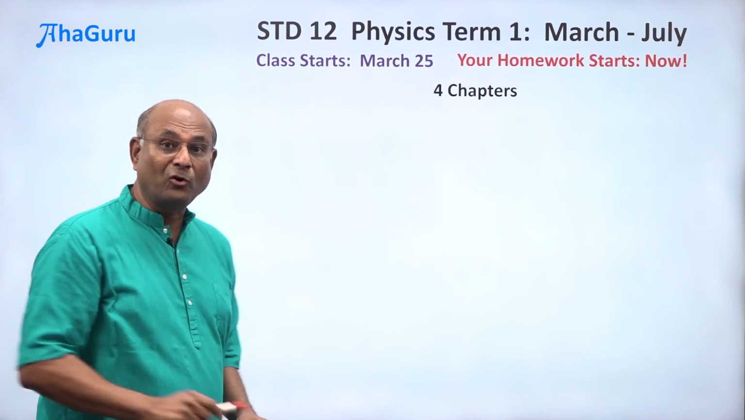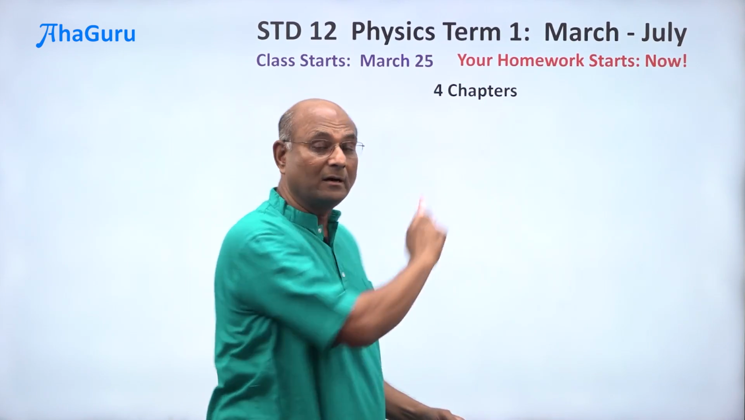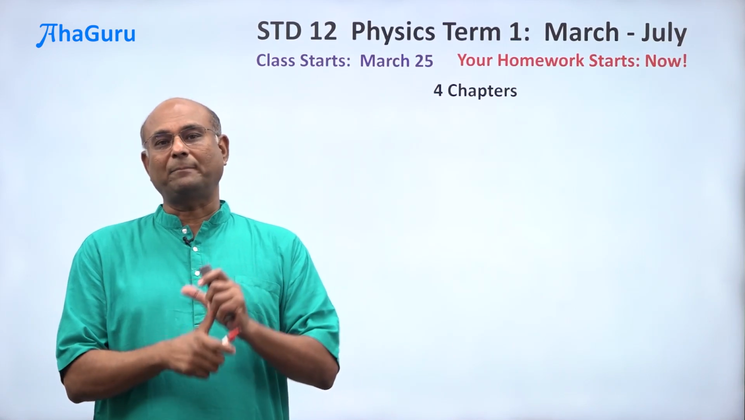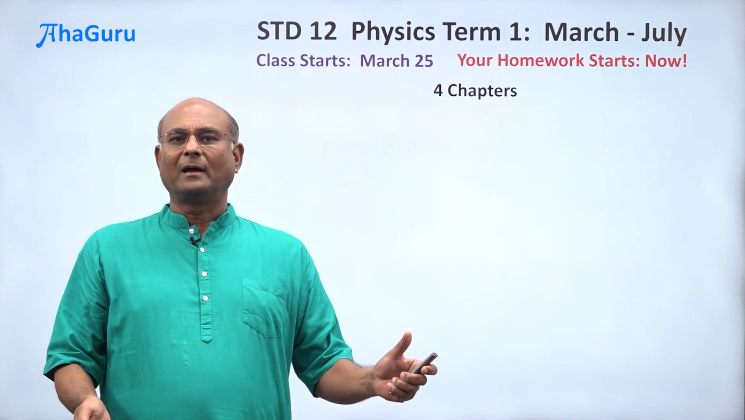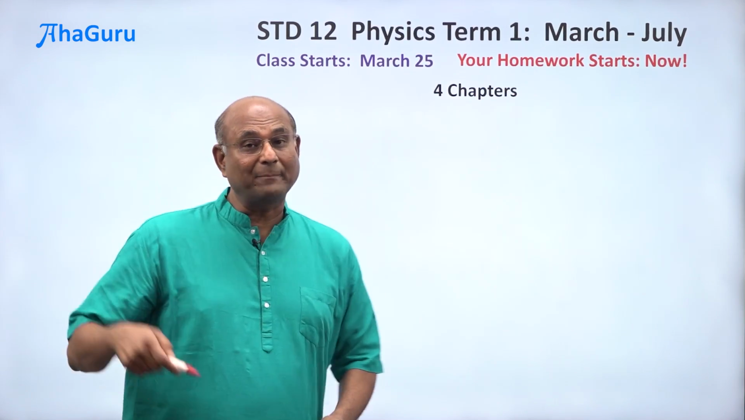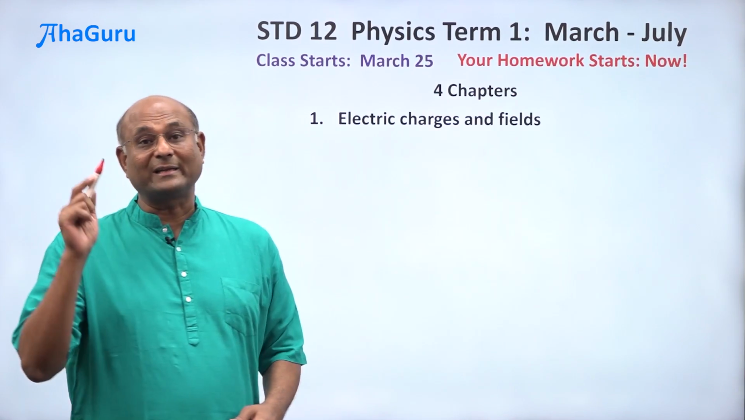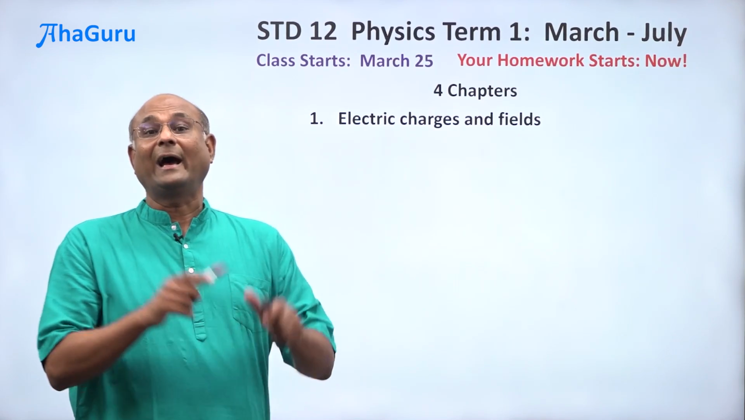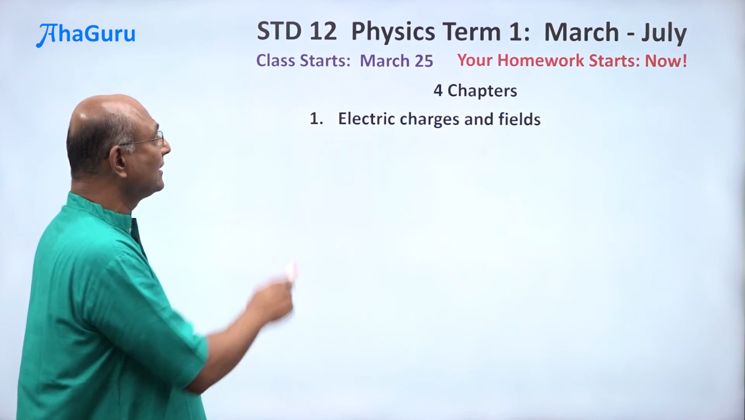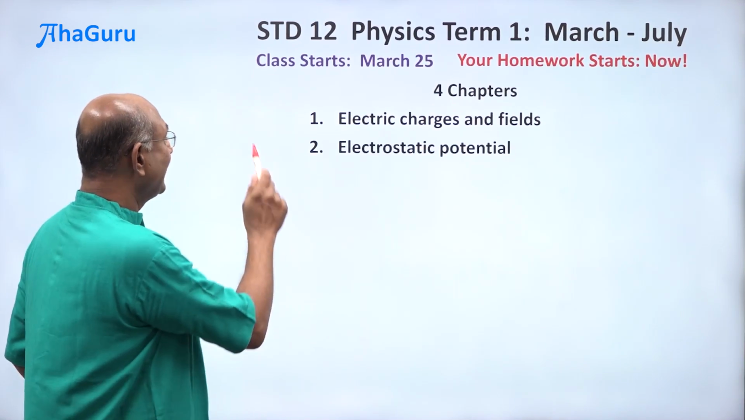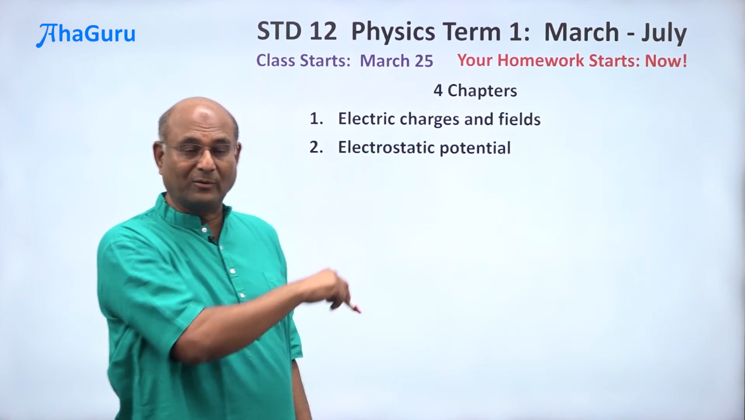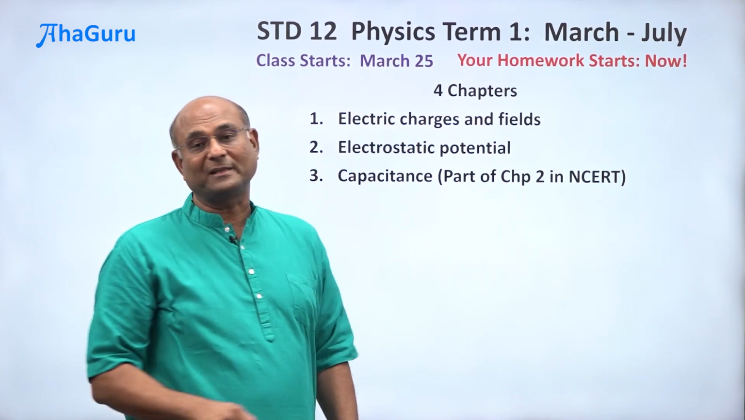There are 4 chapters that we must cover in term 1 because these are huge chapters. In fact, the first 2 chapters are really massive, and the third chapter in NCERT is also very, very large. I have broken it up into 4, but really we are only going to look at 3 chapters according to NCERT. First chapter is electric charges and fields, a really big chapter. Second one is electrostatic potential. The NCERT book includes the third one, which is capacitance, as part of the second one.